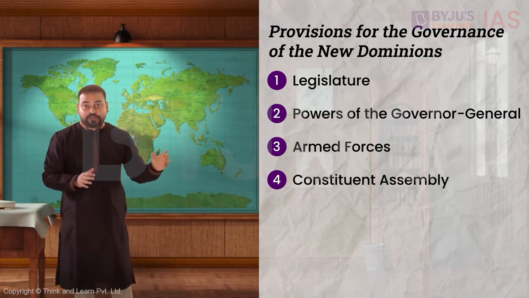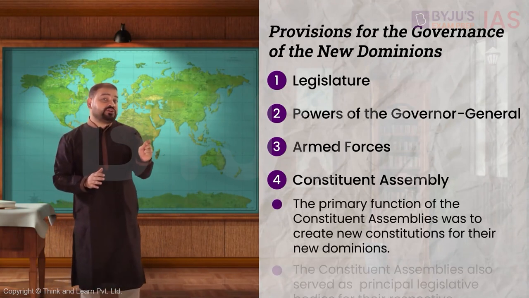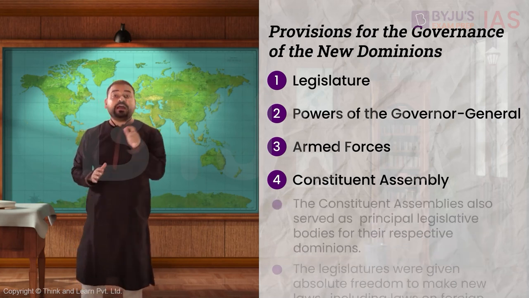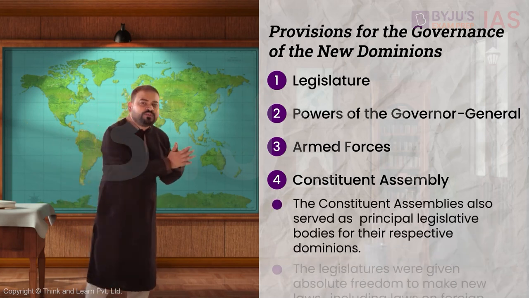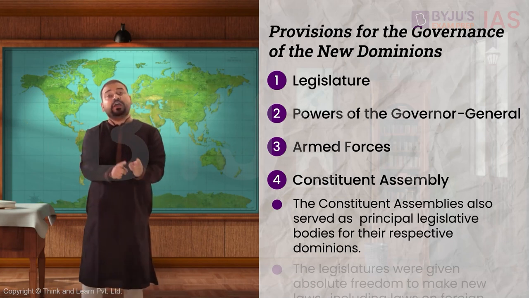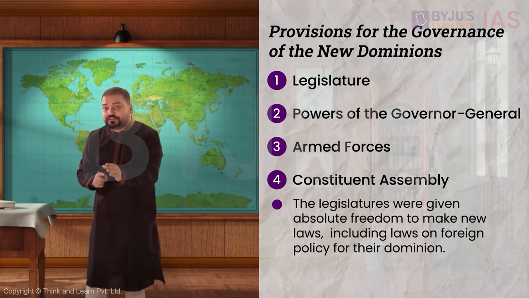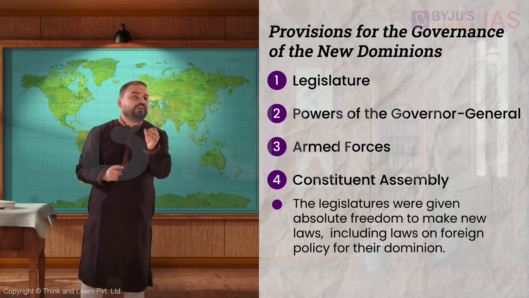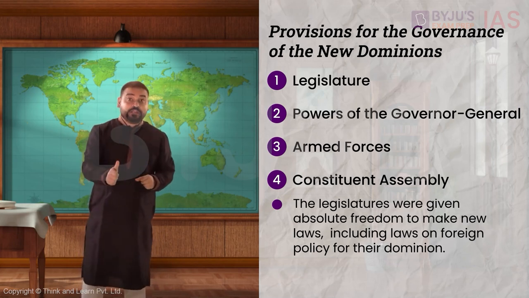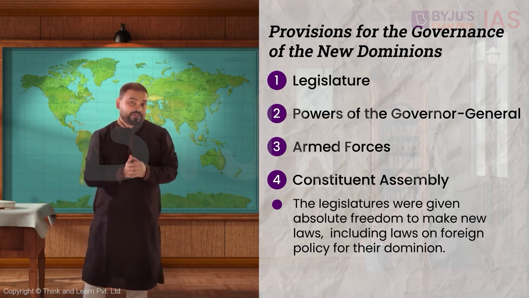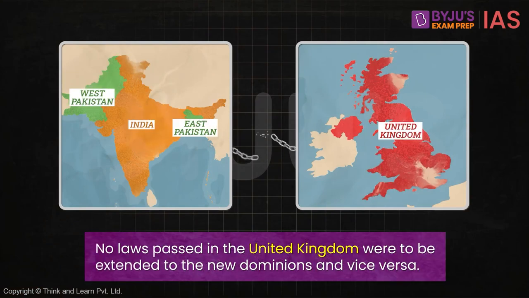The Constituent Assemblies would continue with their primary function of creating new constitutions as well as serving as the principal legislative bodies of India and Pakistan. The legislature of each of the dominions was given free rein in making laws for their dominion, including laws on foreign policy. No law passed in the United Kingdom would be extended to the new dominions, nor would the laws created in the new dominions affect the United Kingdom in any way.